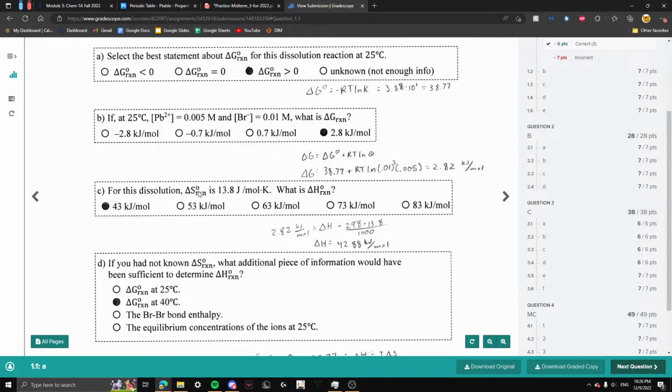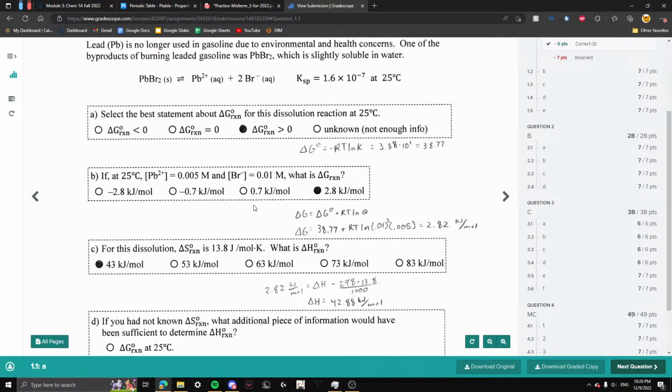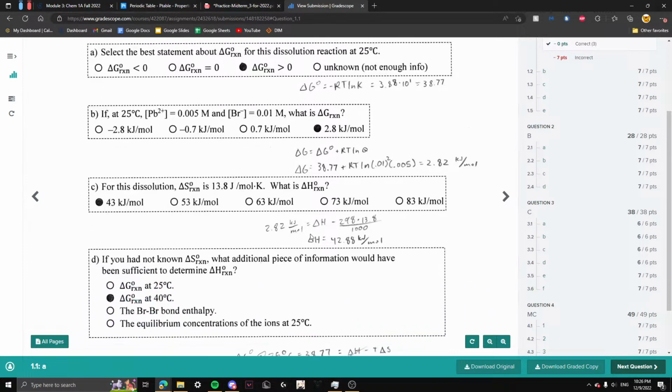For this, it's asking for delta H, so pretty much we know delta G off of the previous question, so just plug in and solve for delta H.